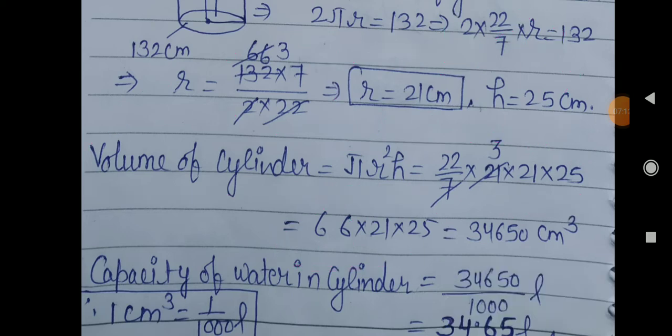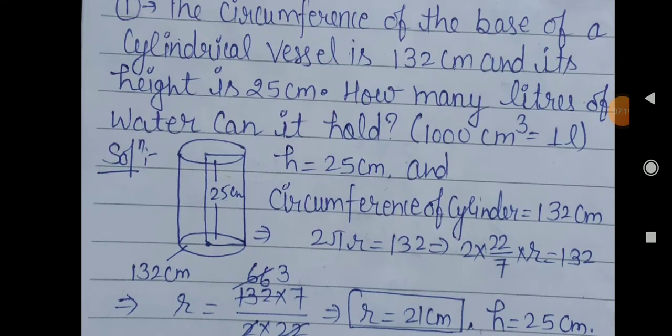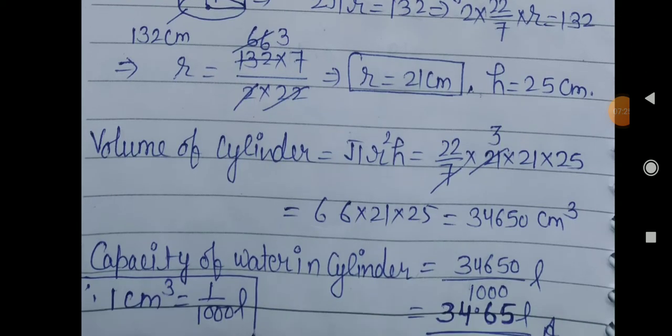Now we have to explain how to find the capacity of water, because it will ask how many liters of water can be held. In that case it will say the capacity of a cylinder, because the cylinder is filled with water, so it will ask how many liters of water is filled. So here it will say you have to find the capacity of water in the cylinder. So how to find the capacity of water in the cylinder? You have to use this formula.